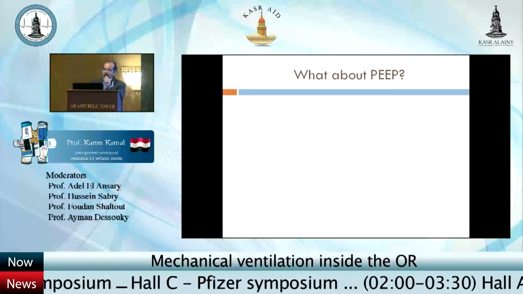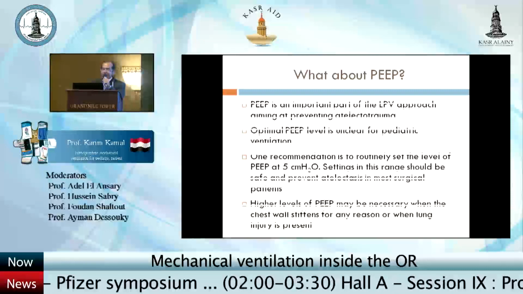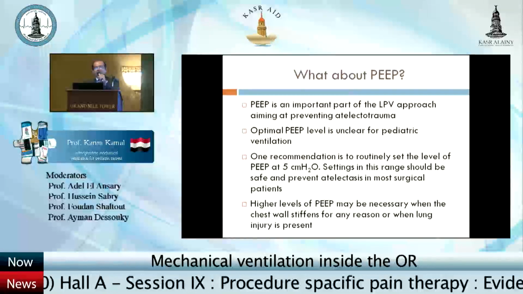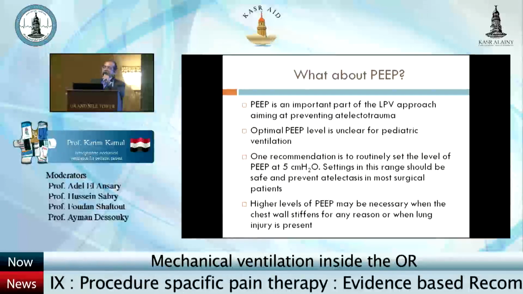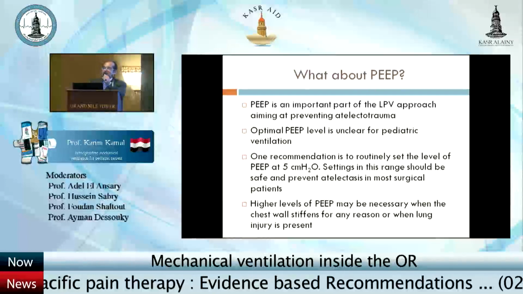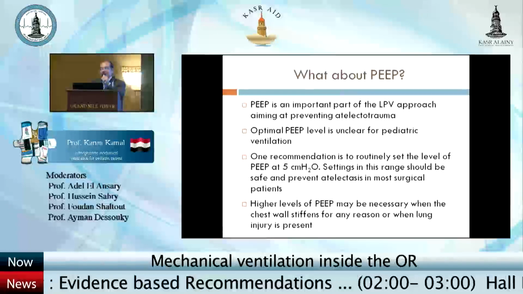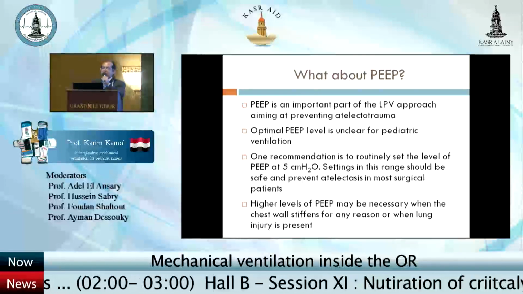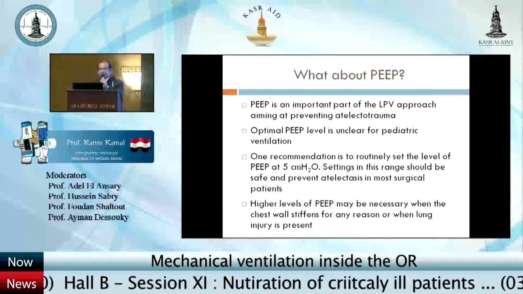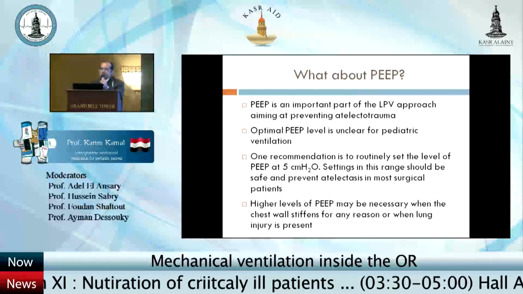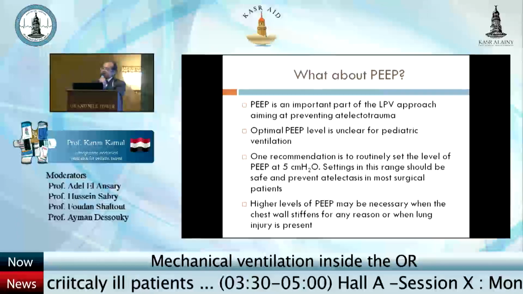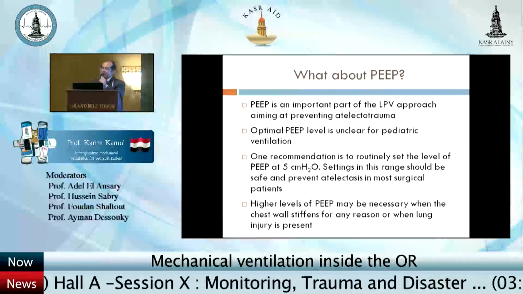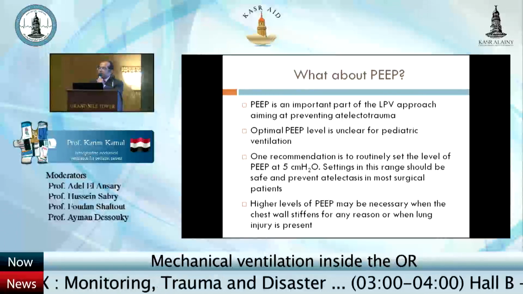Just one or a few words about PEEP. PEEP is an important part of the lung protective ventilation approach, aiming at preventing atelectasis trauma. However, the very few studies about PEEP in pediatrics show that the optimal PEEP level is still unclear for the pediatric population. One recommendation is to routinely set the level of PEEP at 5 centimeter water. This range should be safe and prevent atelectasis in most surgical patients. Higher levels of PEEP may be necessary if there is chest wall stiffening or lung injury.